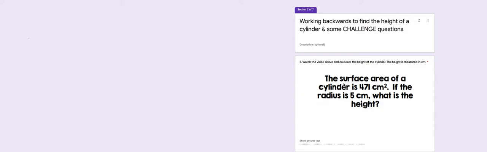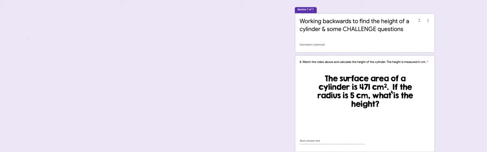Okay, so question 8. Watch the video above and calculate the height of the cylinder. Sorry, that's the video that I'm making now. Okay, the height is measured in centimeters. The surface area of a cylinder is 471 centimeters squared. If the radius is 5 centimeters, what is the height?